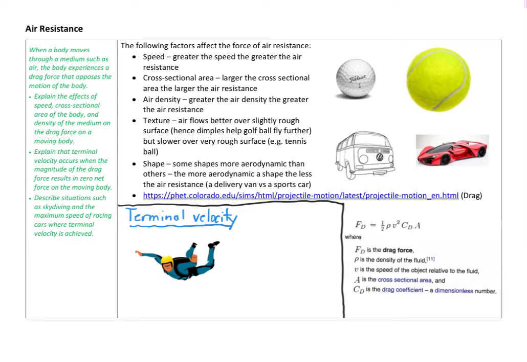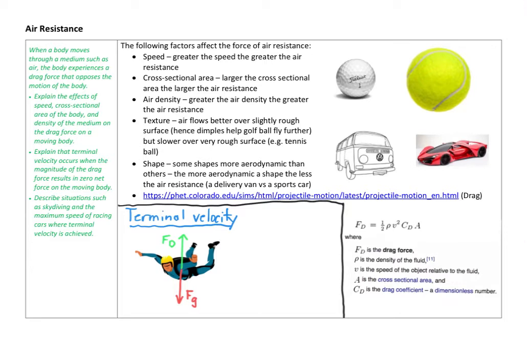Next, we need to think about this concept of terminal velocity. We're going to picture a skydiver falling out of an aeroplane, and that skydiver obviously has a force due to gravity pulling them down towards the surface of the Earth. A force will cause an acceleration, so an increase in velocity. They won't just keep getting faster and faster, though, because the faster they go, the drag increases. And eventually you reach a point where the drag force going up is equal to the gravitational force going down.